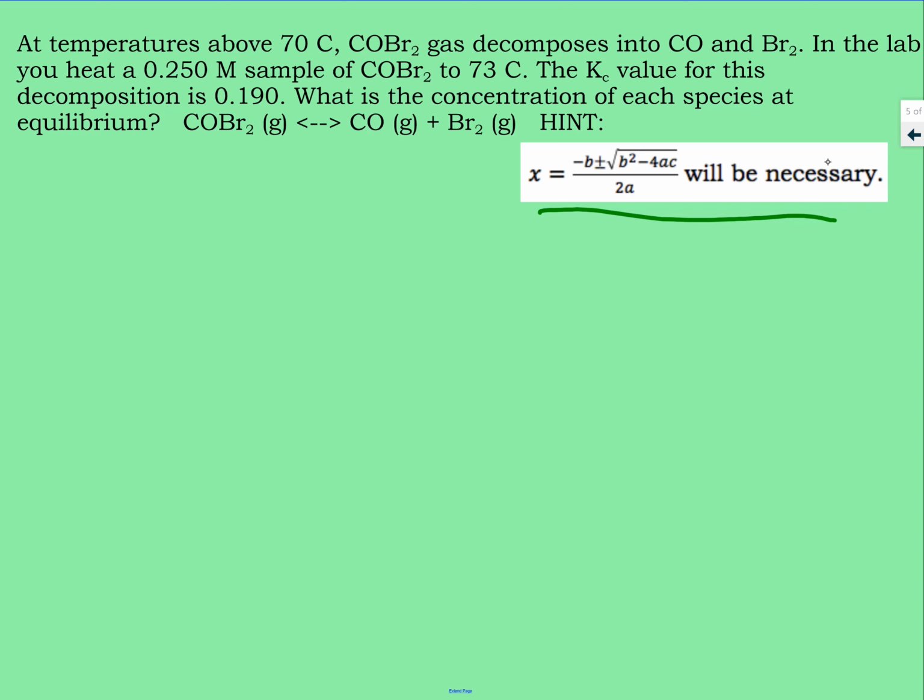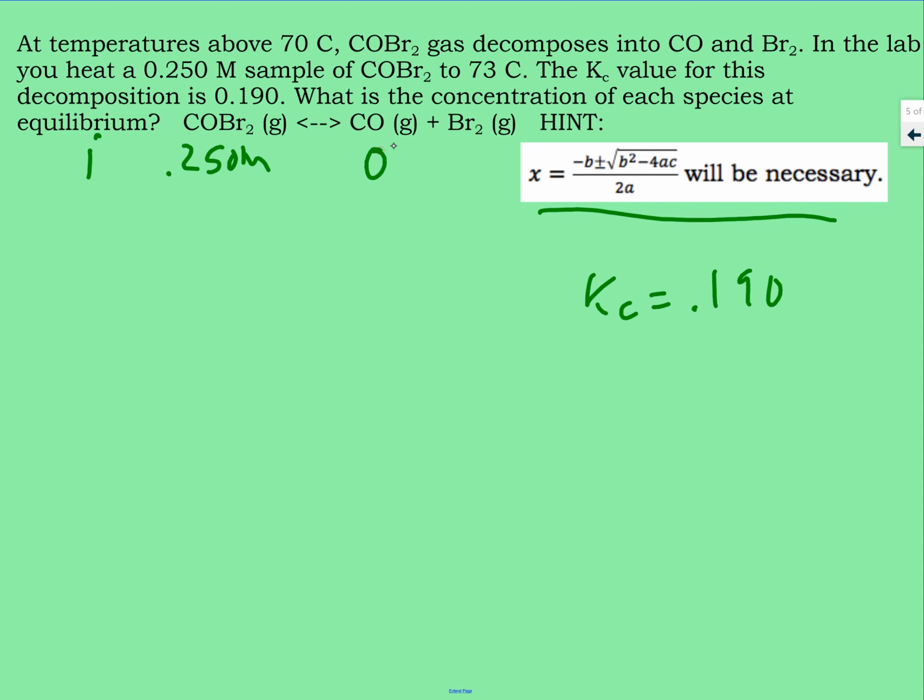So this is a really fun problem that's going to use the ICE table and that Kc, and it's nice and challenging. So let's go ahead and try. Temperature above 70 degrees Celsius, COBr2 gas decomposes into carbon monoxide and bromine. In the lab, you heat a 0.25 mole sample. So that sounds like an initial 0.250 molar sample. The Kc value for the decomposition is, okay, so they give us a Kc equals 0.190. What is the concentration of each species at equilibrium?